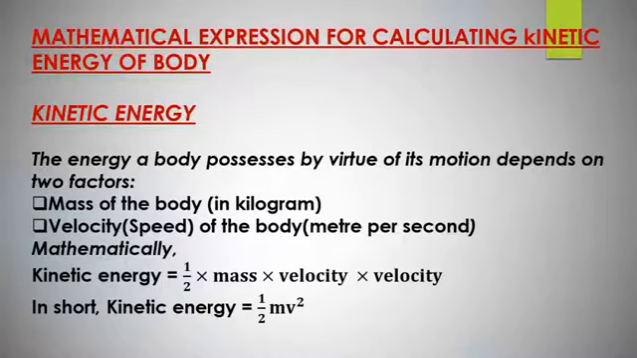Mathematically, kinetic energy is equal to 1/2, that is half of the mass times velocity times velocity. In short, kinetic energy is equal to half mv squared. So take note of these formulas. We shall soon use them to calculate some word problems.